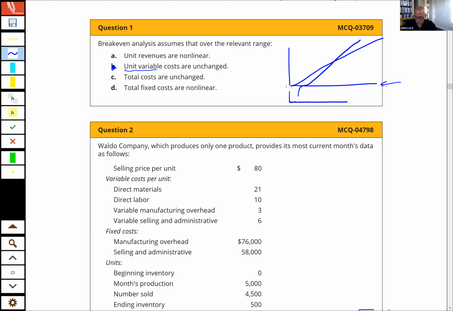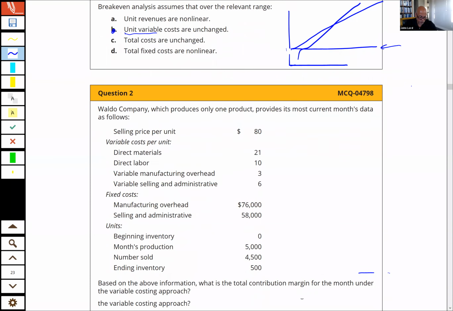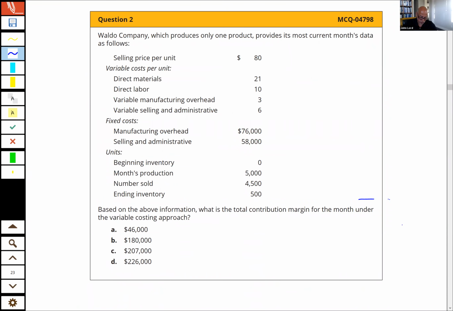Now I have to become a geometrist to answer this question. I guess if the line is straight like that, that means it's not linear. It's certainly a line though. But clearly, unit variable costs are unchanged is the correct answer. Whatever it is per unit, that's what it costs you. That doesn't change as you produce more units. Okay, good. Let's go ahead and take a look at this one.